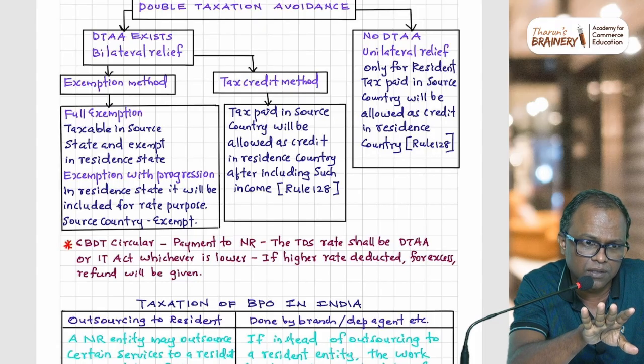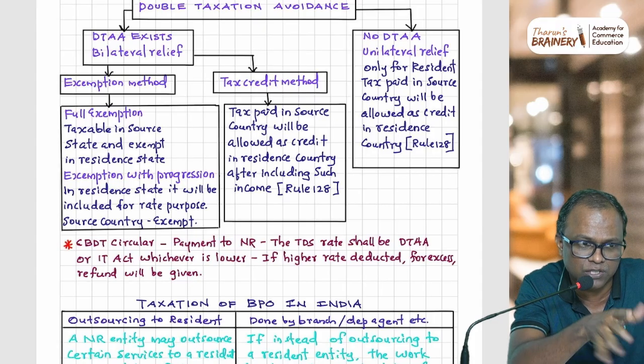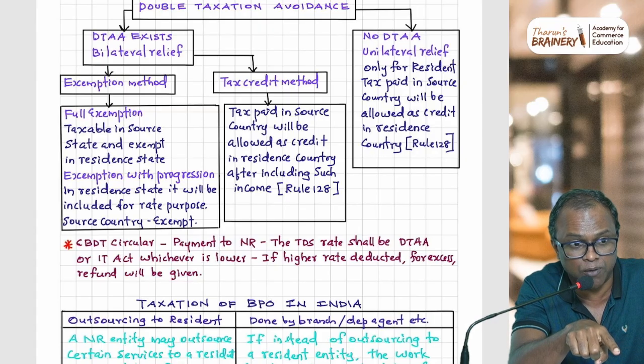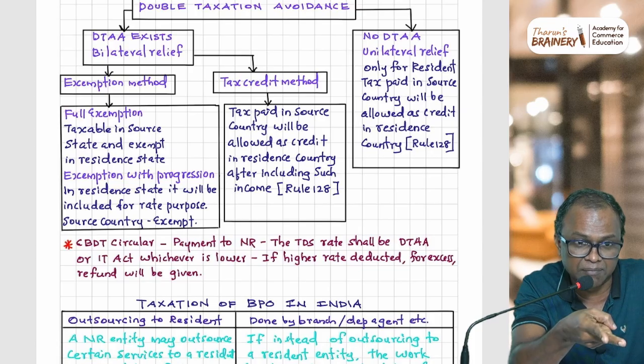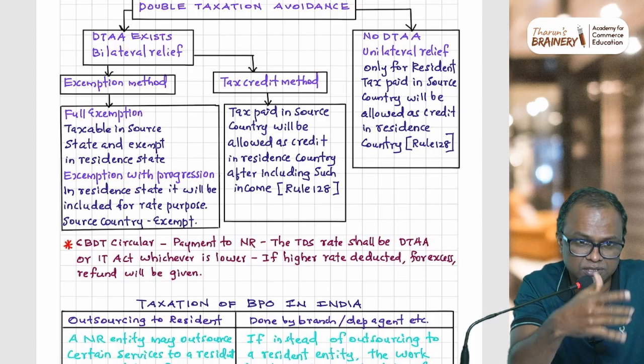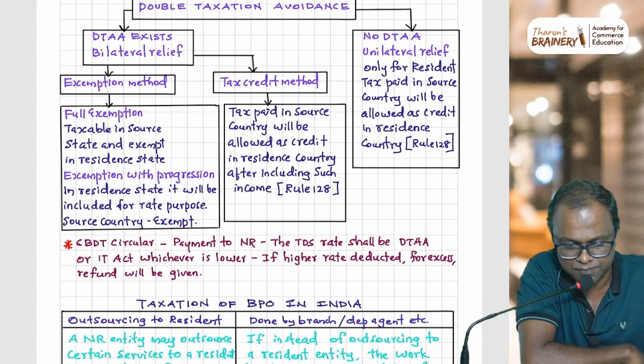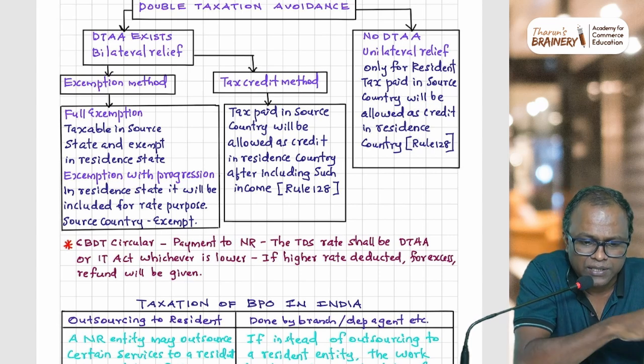They cannot claim loss from leftover property under default. If they have loss and positive income from another property, they can set off. But the remaining loss has to lapse. They cannot carry forward or set off with other heads. Self-occupied is not at all available. So that we can leave.